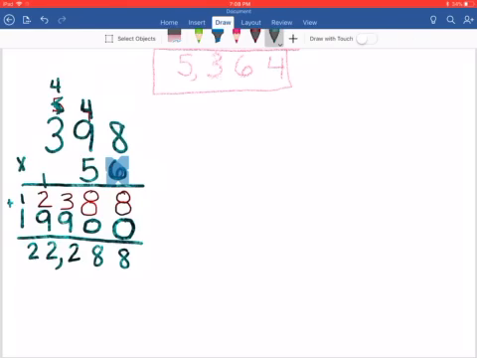22,288. Is that reasonable for 400 times 60? Okay, I rounded this one up to 400. I rounded this one up to 60. Well, if I think about it, 4 times 6 is 24. 1, 2, 3 zeros. So there's my estimate. There's my answer. Yes, it is reasonable. Okay, that's kind of another way to just double check yourself. Is it a reasonable answer? Okay.